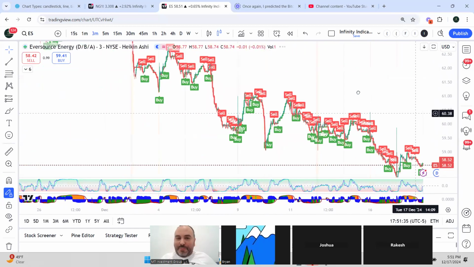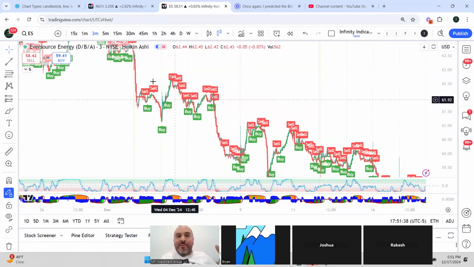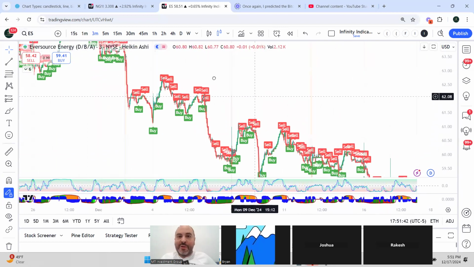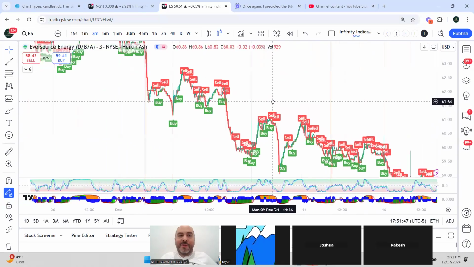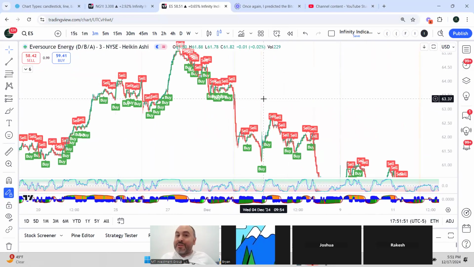Regardless, you're just looking for the opposite. So here we're in a downtrend on Eversource Energy, whatever this stock is. So you would find a lower low instead of a higher low, and then, wait, do I have this right? Sorry, my dyslexia might have it backwards.